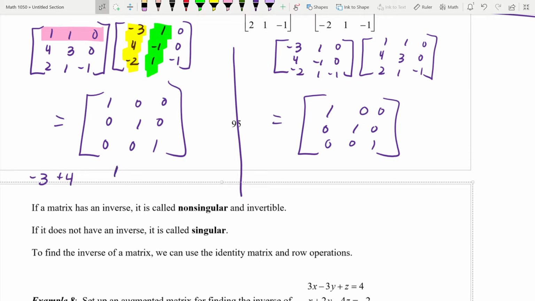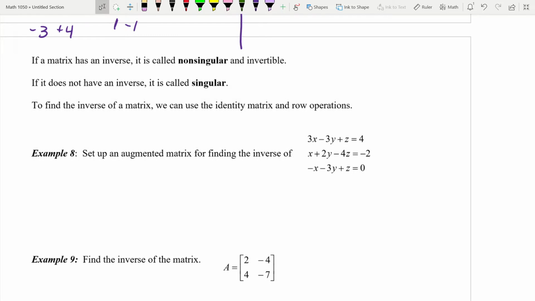Then pink to green. 1 times 1 is 1. 1 times -1 is a -1. 0 times 1 is 0. 1 minus 1 is a 0. I could continue with both matrices. We don't have to because it says show. Okay? All right.